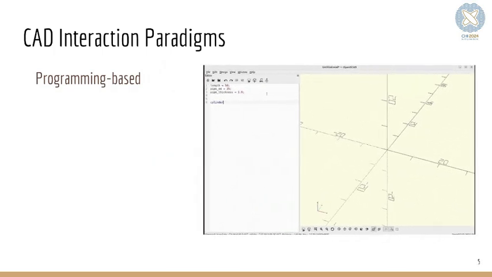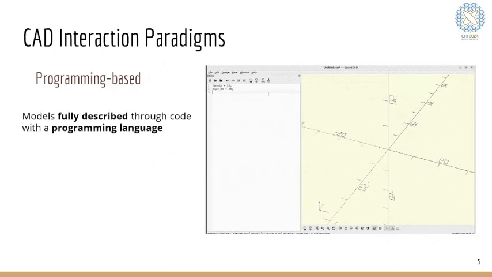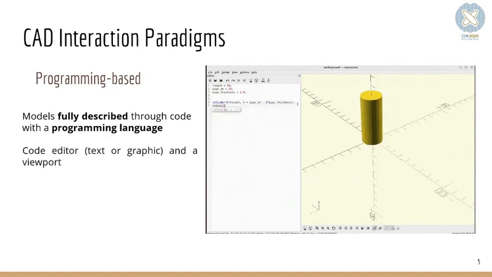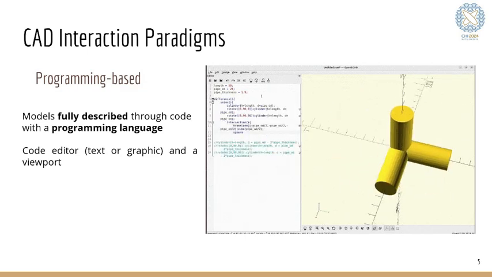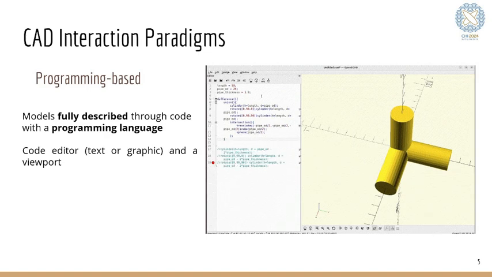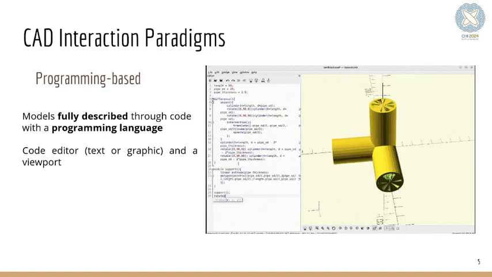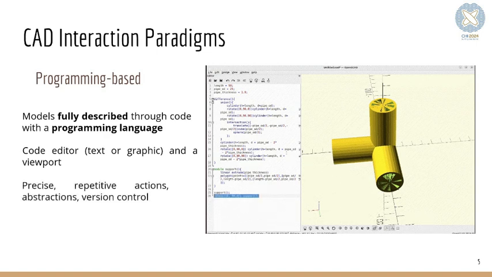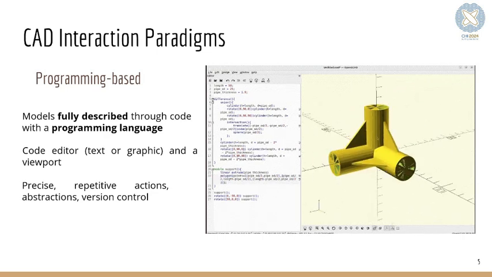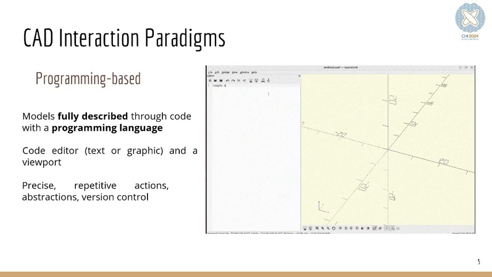Differently than direct manipulation, in programming-based CAD applications, the models are fully described through coded instructions in a programming language. The application provides a code editor, either textual or graphic, to create scripts. It also provides a viewport to render the model after compilation for visual validation. Programming provides valuable features such as precision, an easy way to perform repetitive actions, abstraction, and version control.